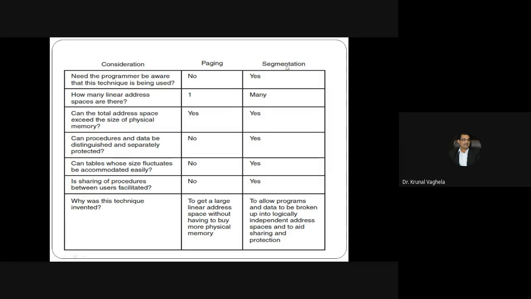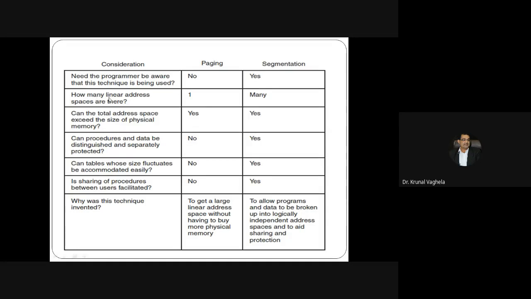And we have just seen segmentation. Now, what is the difference, or what is available in which? First, does the programmer need to be aware that the technique is being used? In paging, no. The programmer need not be aware, it is completely the task of the operating system. But in segmentation, yes, the programmer needs to be aware of the segmentation.